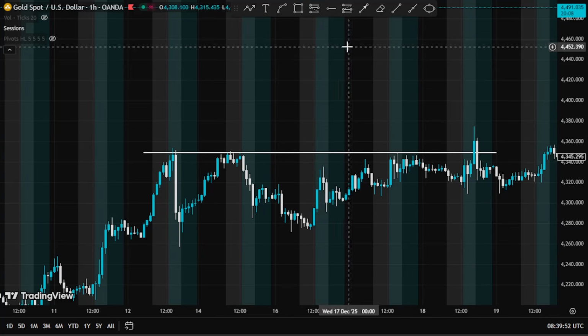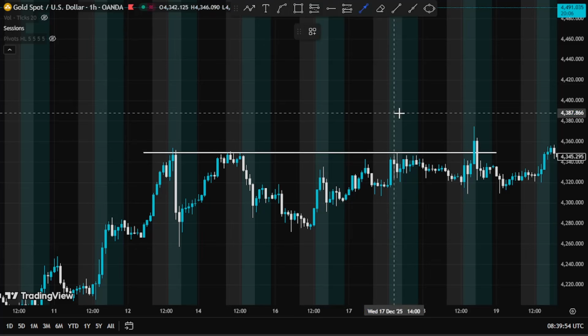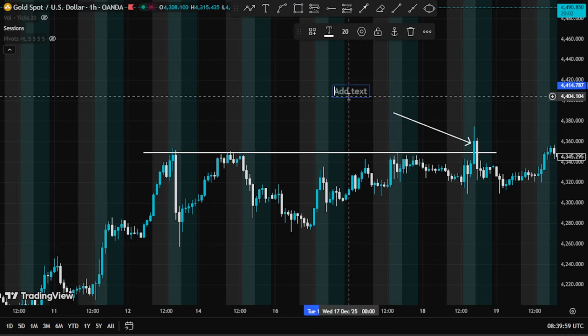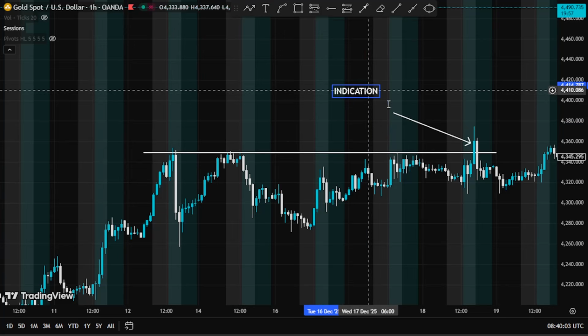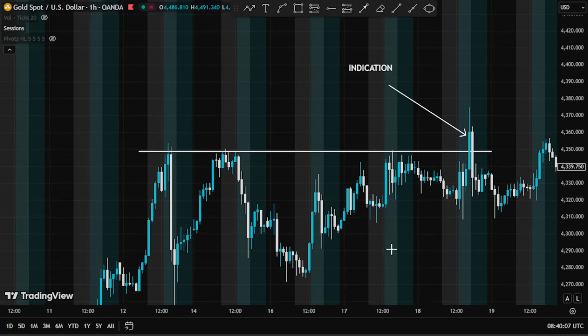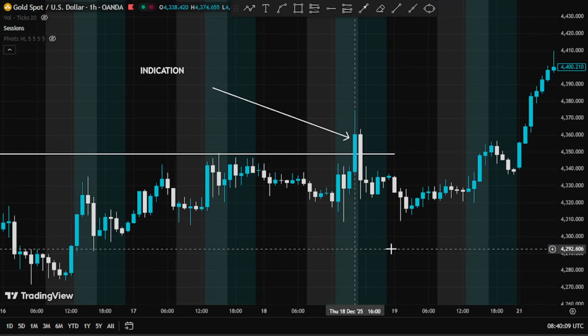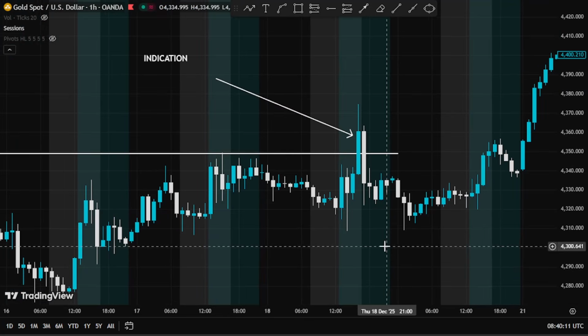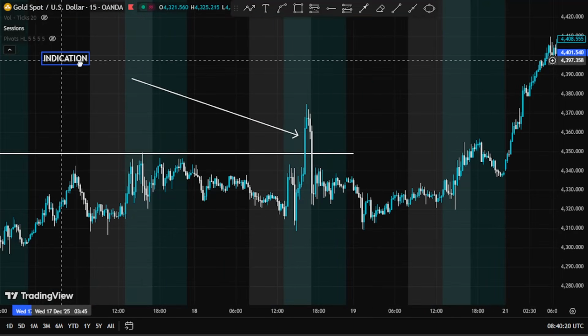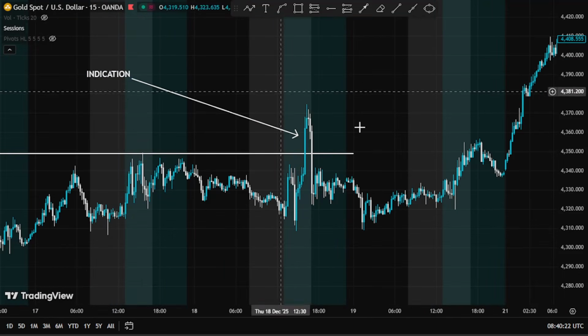So let me just put this here for you so that you can see this. Price indicated that there are no longer any sellers. So this is the indication that the sellers that are sitting here are no longer there. Now what happens if we have an indication? The moment we get an indication, we are supposed to move to the lower time frame, such as the 15 or 5 minutes, right? So that you can track our indication and know when the indication is over and a correction.